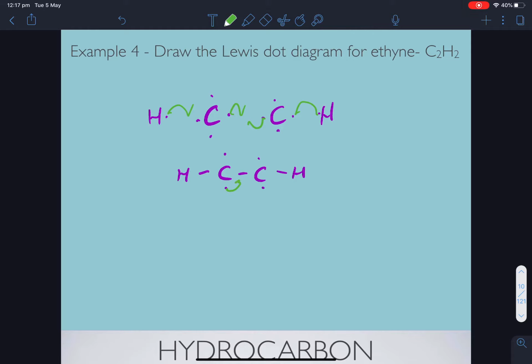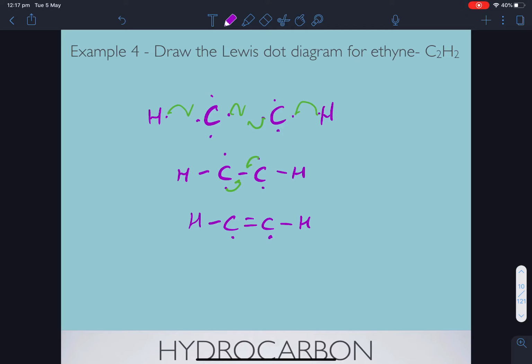Let's put that one and that one to make a double bond in there. Okay, carbon double bonded carbon, hydrogen, hydrogen. We've got one electron left over on each carbon. You should be getting the picture that that's not very likely.